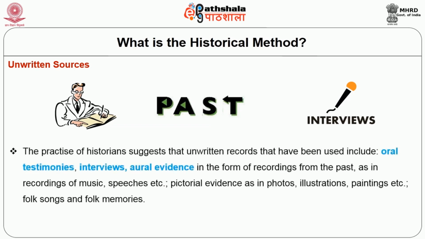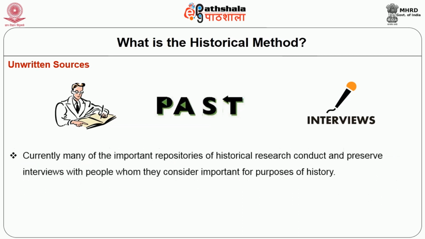The practice of historians suggests that unwritten records that have been used include oral testimonies, interviews, oral evidence in the form of recordings from the past, as in recordings of music, speeches, etc., pictorial evidence, as in photos, illustrations, paintings, etc., folk songs, and folk memories. Currently, many of the important repositories of historical research conduct and preserve interviews with people whom they consider important for purposes of history.